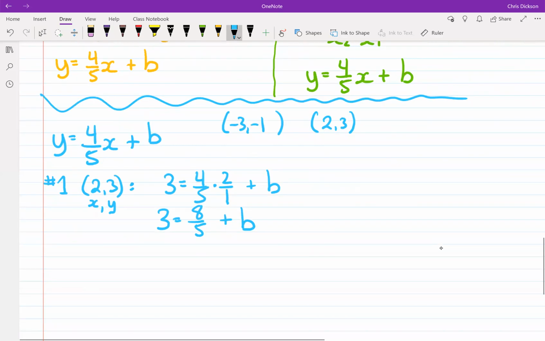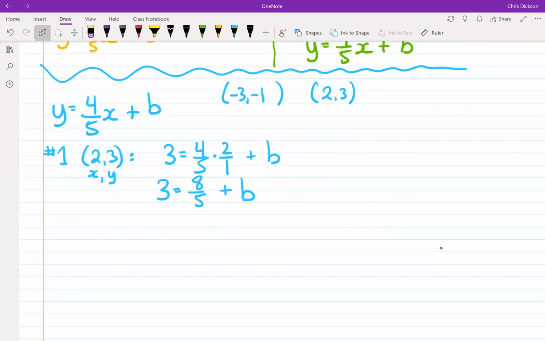Now, if you're comfortable working with fractions, you can do that. I'm going to try to reinforce this multiplying by the LCD, just because it's a really nice way to get rid of fractions, and it saves you a bit of time here. So I times both sides by the LCD, which in this case would be 5. And I times this side by 5. So whatever you do to one side, you have to do to the other side.